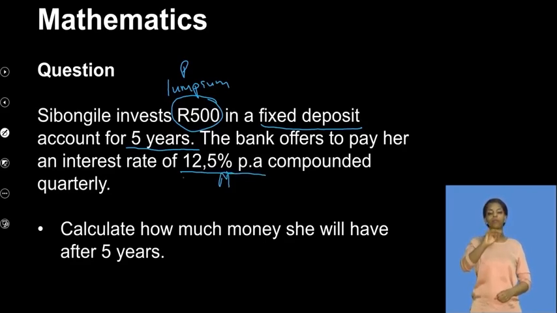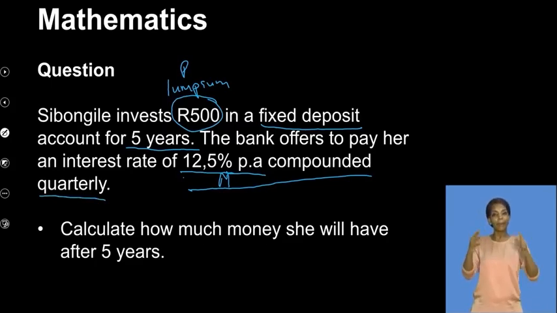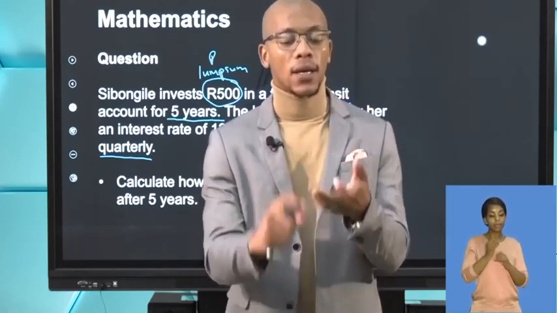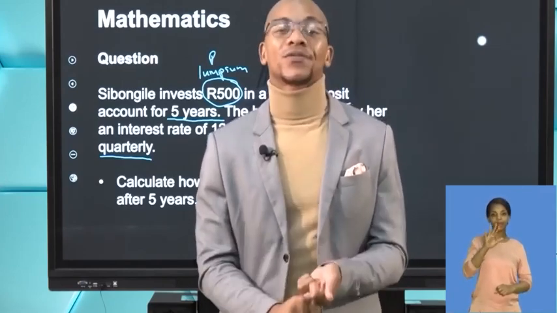As soon as we then continue and say, okay, this is compounded quarterly, then we're now talking about an effective interest rate. So what would this mean? If I want to know how much money she will have after 5 years, firstly, the big idea here will be, what is the interest that the person is getting from the bank? Number two, what was the principal amount? How much did they invest in the bank? Sibongile invested 500 rand in a fixed deposit account. How long was the investment for? It was for 5 years. How was it compounded? It was compounded quarterly.